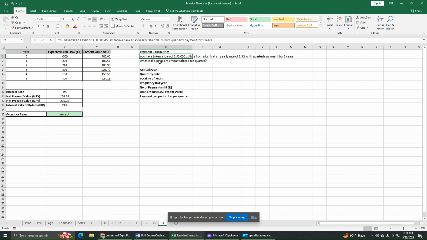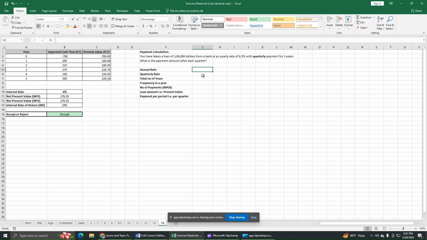So your task is to calculate the payment amount that you will pay in every 3 months, that is every quarter. Every quarter is your payment period. So before using the formula for calculating the payment, let's give the input first.